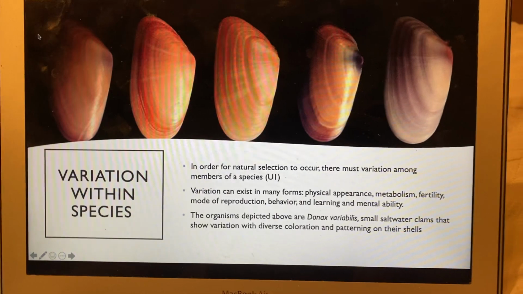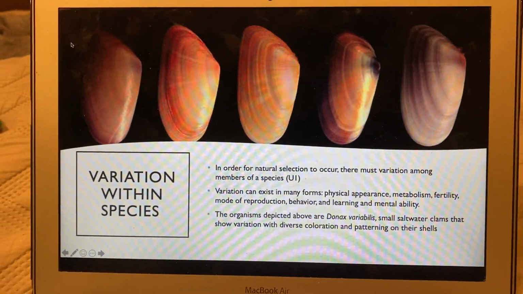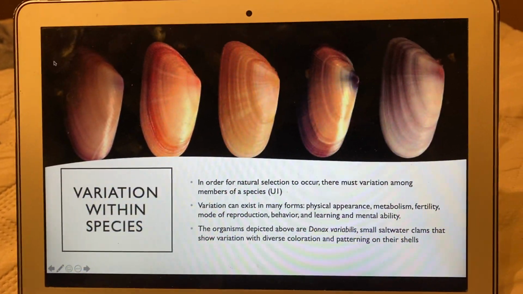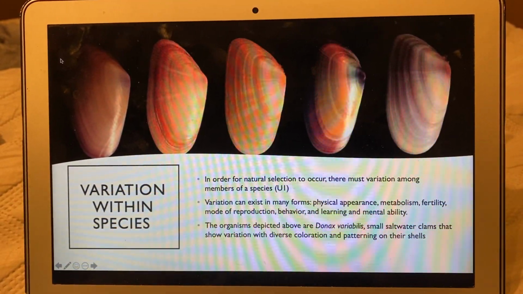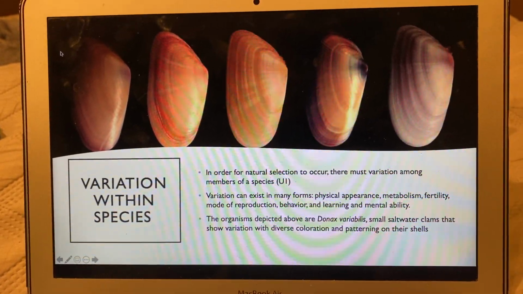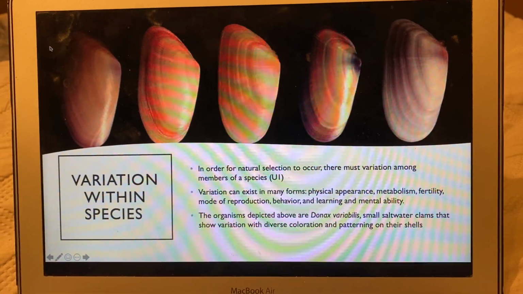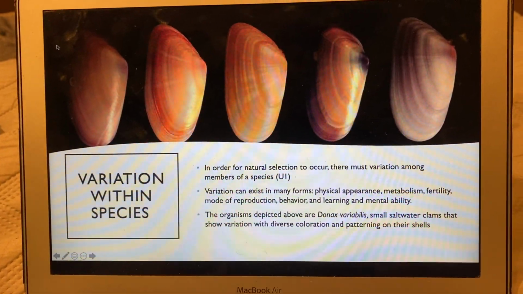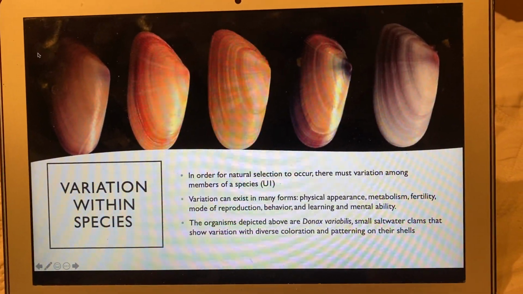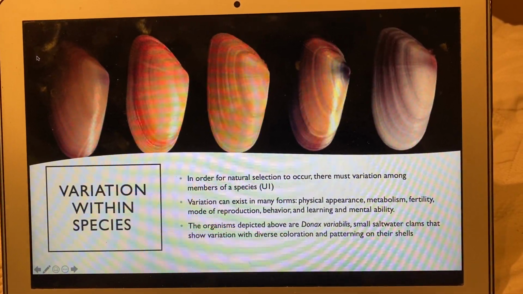So, the first thing you need to know about natural selection is variation. What is variation? Well, it can actually exist in many forms, whether it be in physical appearance, metabolism, fertility, mode of reproduction, behavior, and learning and mental ability. So, variation is basically any difference in these different categories across members of the same species.